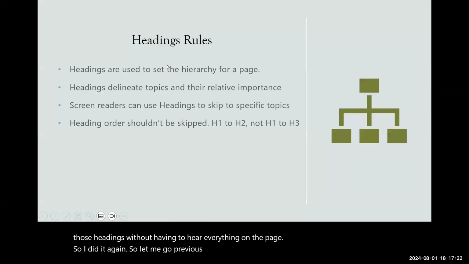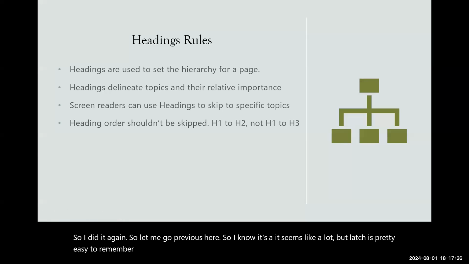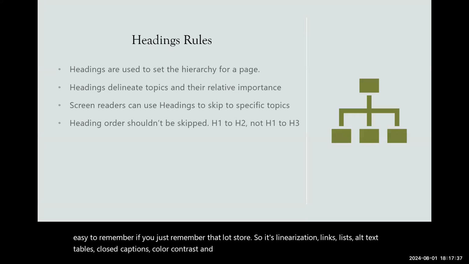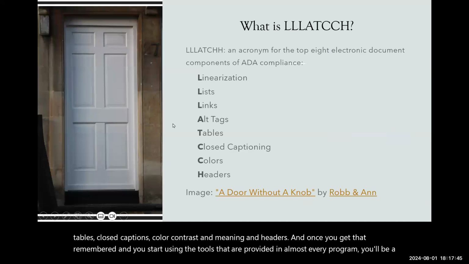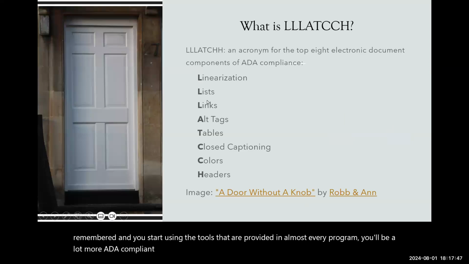So I know it seems like a lot, but it's easy to remember if you just remember that LATCH DOOR. So it's linearization, links, lists, alt text, tables, closed captions, color, contrast and meaning, and headers. And once you get that remembered and you start using the tools that are provided in almost every program, you'll be a lot more ADA compliant. And as you can see here, hopefully I have them all right.